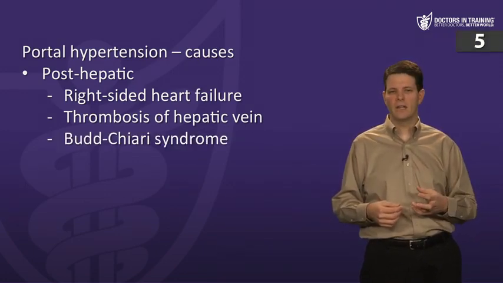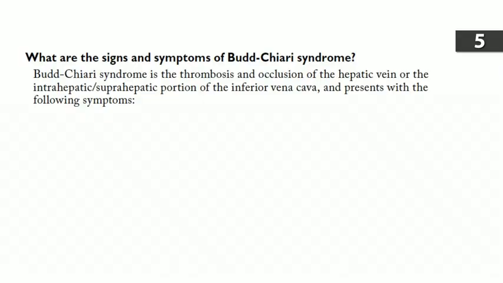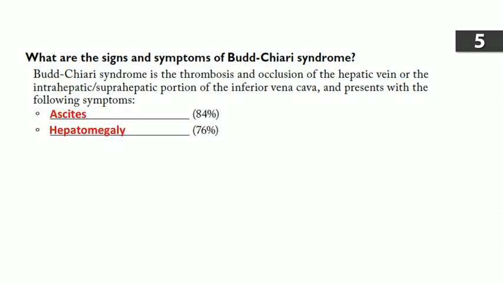So take a look in the study guide and let's talk about Budd-Chiari syndrome for just a second. Budd-Chiari is thrombosis and occlusion of either the hepatic vein or the intrahepatic portion of the inferior vena cava, and it presents with the following signs and symptoms. The most common finding is ascites. Hepatomegaly is almost as common, and these patients also have jaundice. So if they give you a patient with that triad of ascites, hepatomegaly, and jaundice, think about Budd-Chiari syndrome.